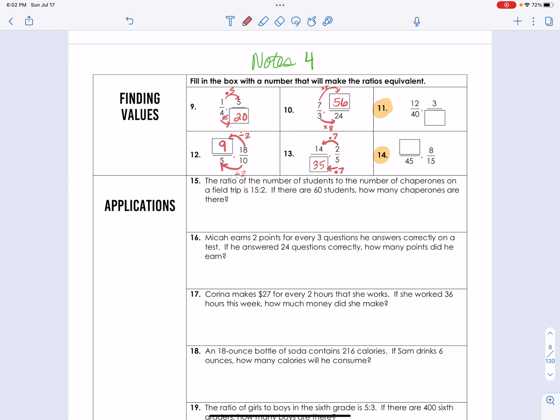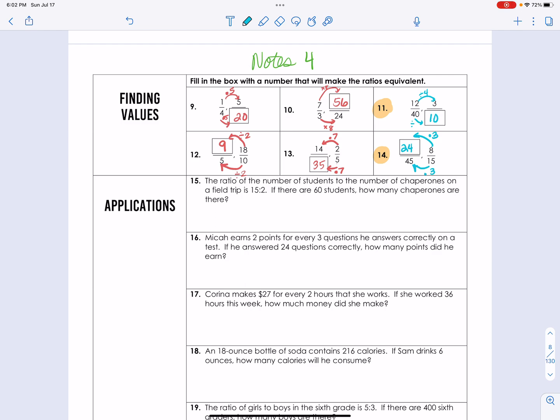Okay, so on 11, I'm going from 40 back to 12. What did I do to go back? I divided by 4, so here I would divide by 4. If I divide by 4, I get 10. Sorry. Okay, and here, same thing. I'm going forward, so I would times by 3, and the answer is 24. So you've got to take a look at it and keep them equivalent and figure out, did I multiply? Did I divide?